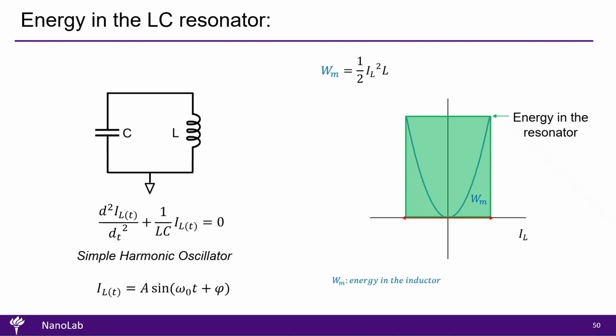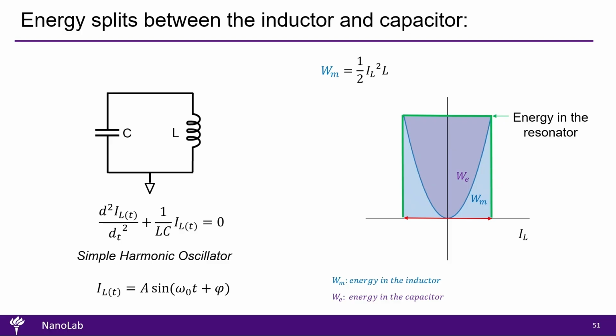The parabola of the inductor energy effectively splits the total resonator energy between the inductor and capacitor at any given current. For example, at a specific current value, the energy in the inductor is shown by the blue bar, and the energy in the capacitor by the purple bar. Together, they sum to the total energy. This relationship holds for all current values, including the extremes where all energy is in a single component. We have just examined the energy dynamics inside a classical LC resonator.